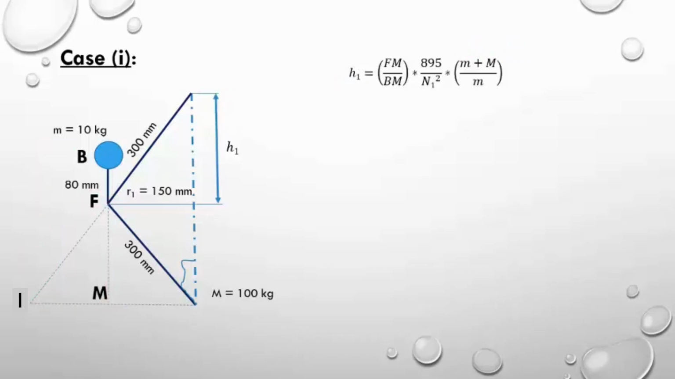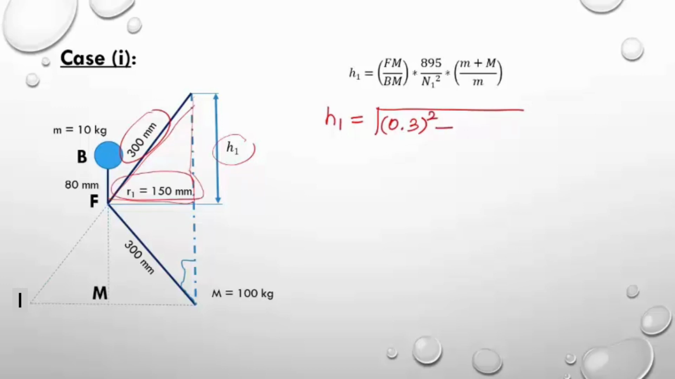For the first condition, H1 is the initial height of the governor. So by considering this right angle triangle, H1 can be calculated as root of hypotenuse square minus side 1 square. So here hypotenuse is 300 mm, that is 0.3 meter square, minus side 1 square. Side 1 is 150 mm, that is 0.15 square. So the H1 value will be obtained as 0.2598 meter.